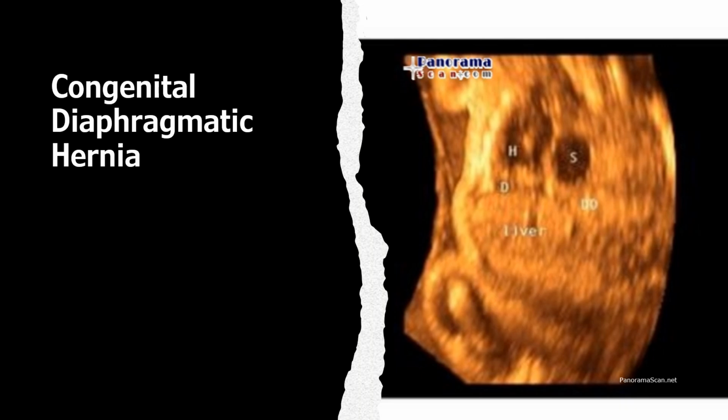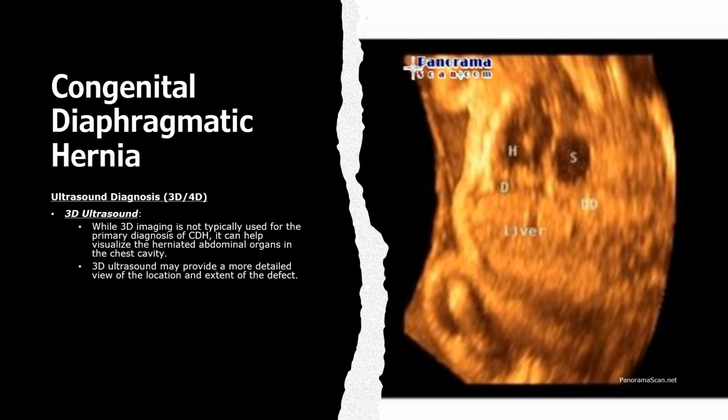Let's explore how 3D and 4D ultrasound are used in diagnosis and evaluation of congenital diaphragmatic hernia. While 3D and 4D ultrasound is typically not the first choice for diagnosing CDH, it can still be helpful in visualizing the herniated abdominal organs within the chest cavity. This provides us with a more detailed view of the location and extent of the defect, helping to better understand the severity of the hernia and the surrounding structures.